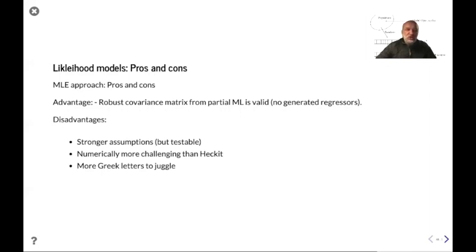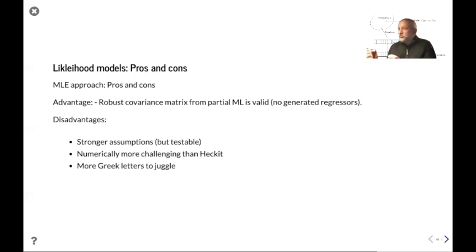Anyway, let's end with a discussion of some of the pros and cons of using the full structure and doing these likelihood models. Well, basically, the one advantage is that you don't have to take account of the generated regressor problem as we had in the Heckman sample selection model, where you estimated with a two-step procedure.